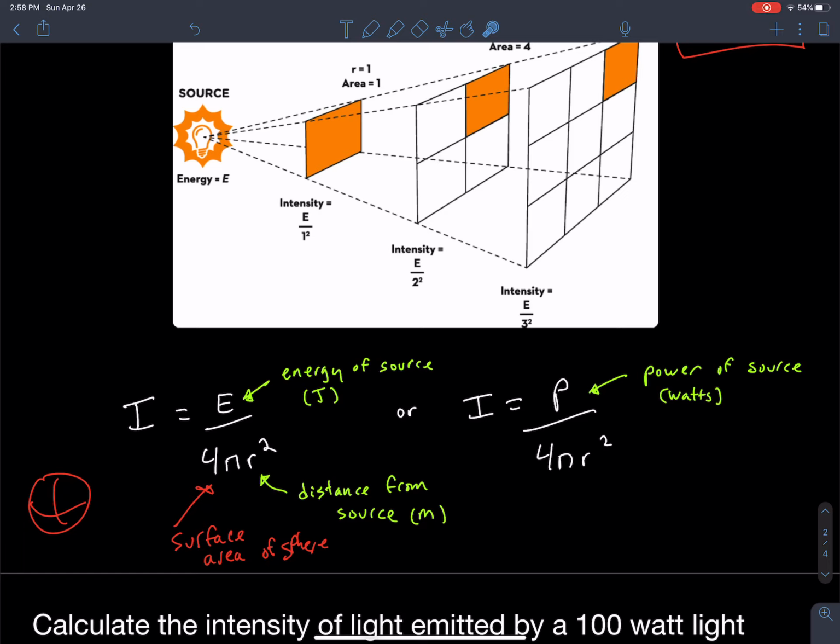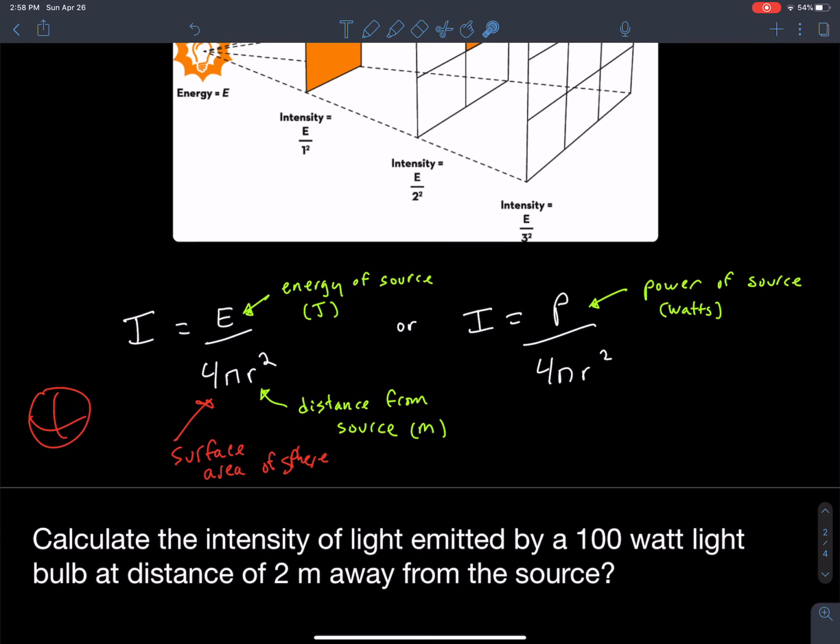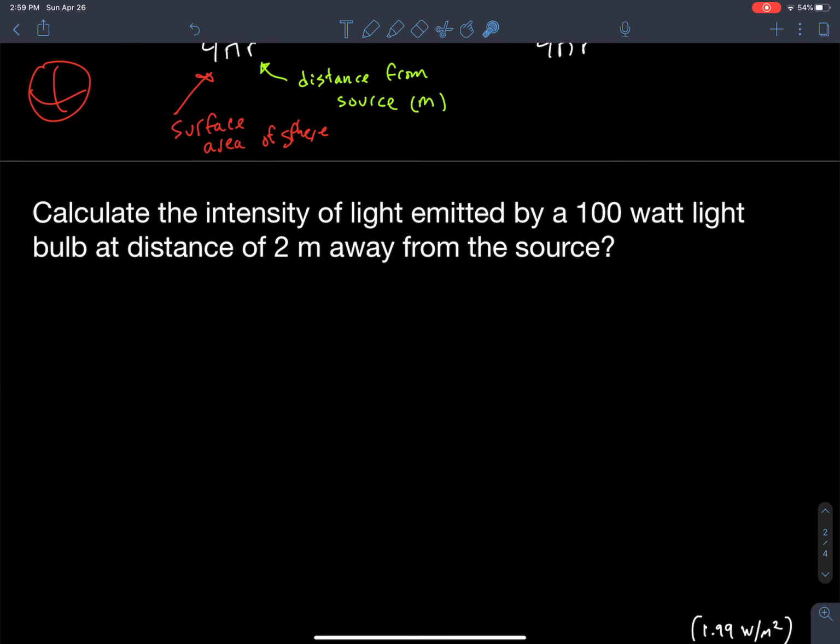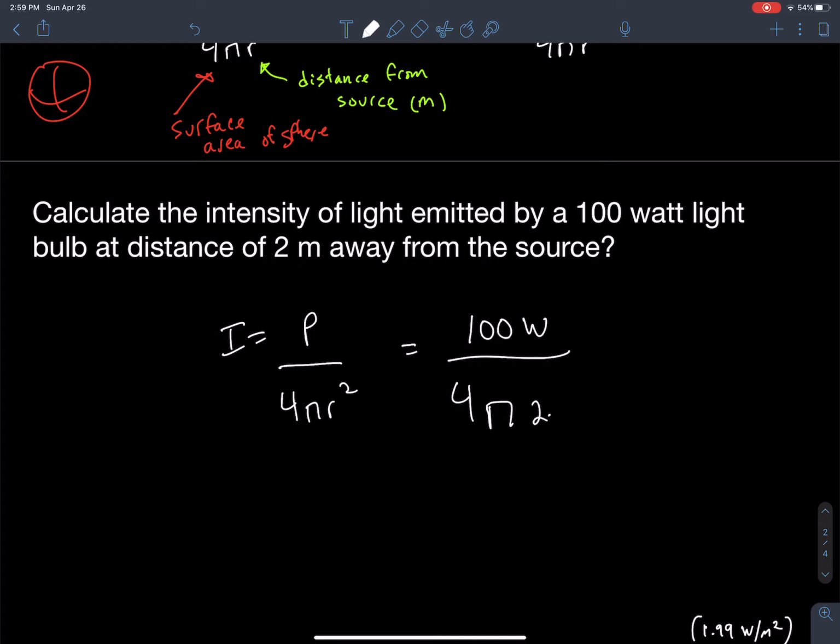So what I want to do is go through a few problems and see how we can apply that. The first problem says: calculate the intensity of light emitted by a 100-watt light bulb at a distance of 2 meters away from the source. The equation is I equals power divided by 4 pi r squared, which is equal to 100 watts divided by 4 pi times 2 meters squared. If you put that into your calculator, you'll get 1.99 watts per meter squared.